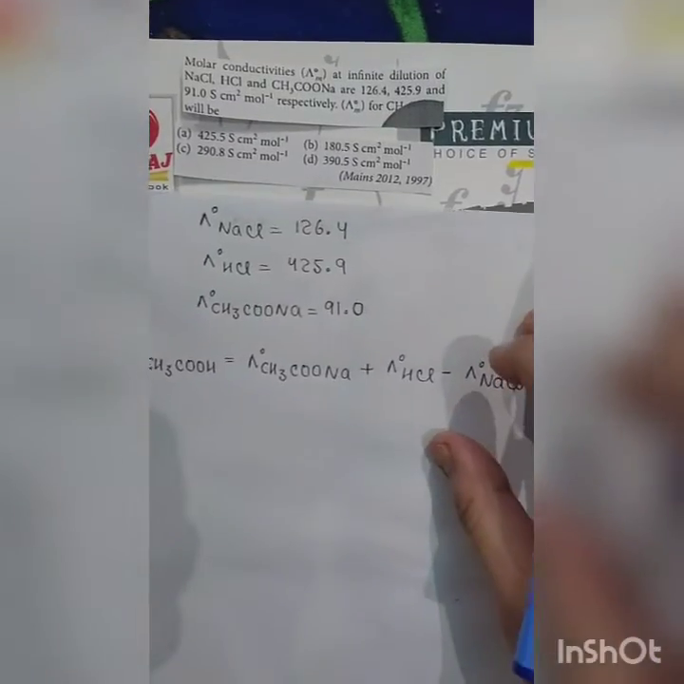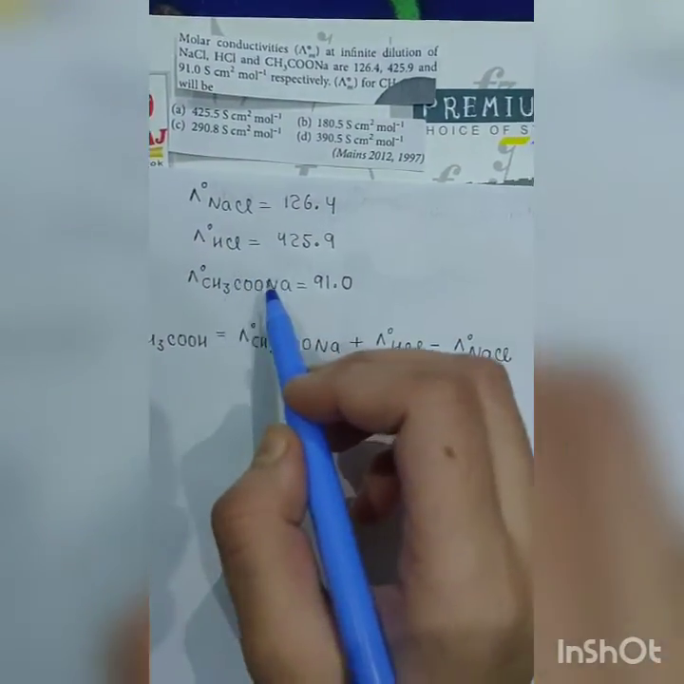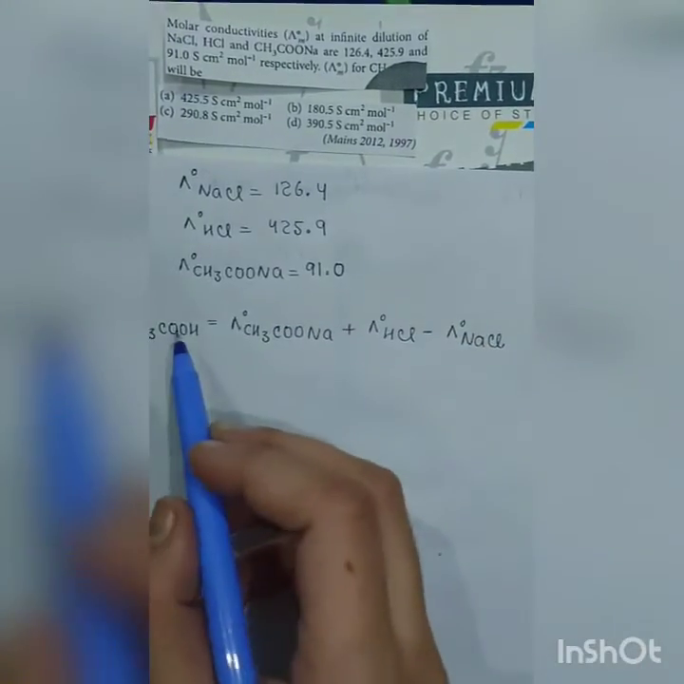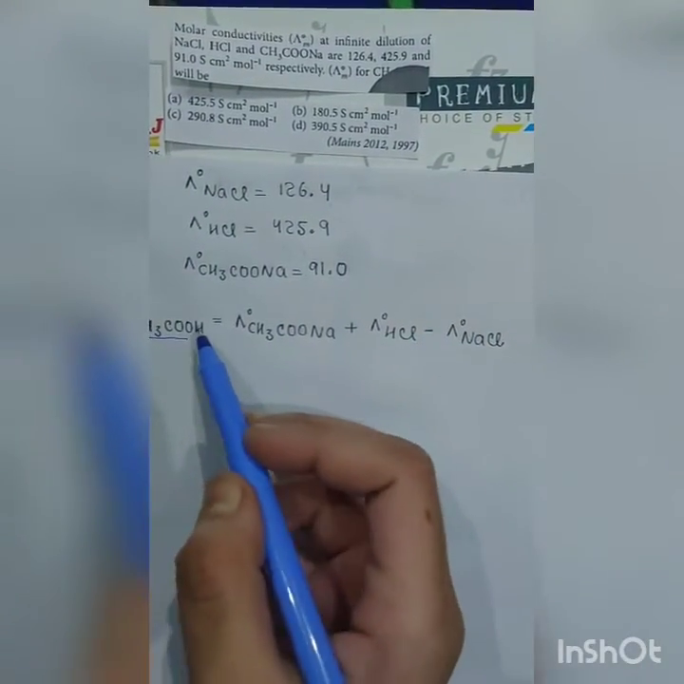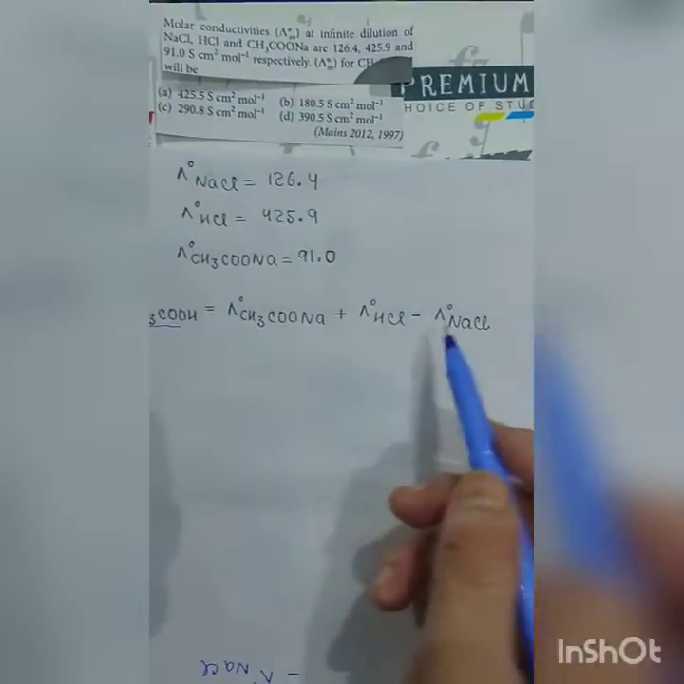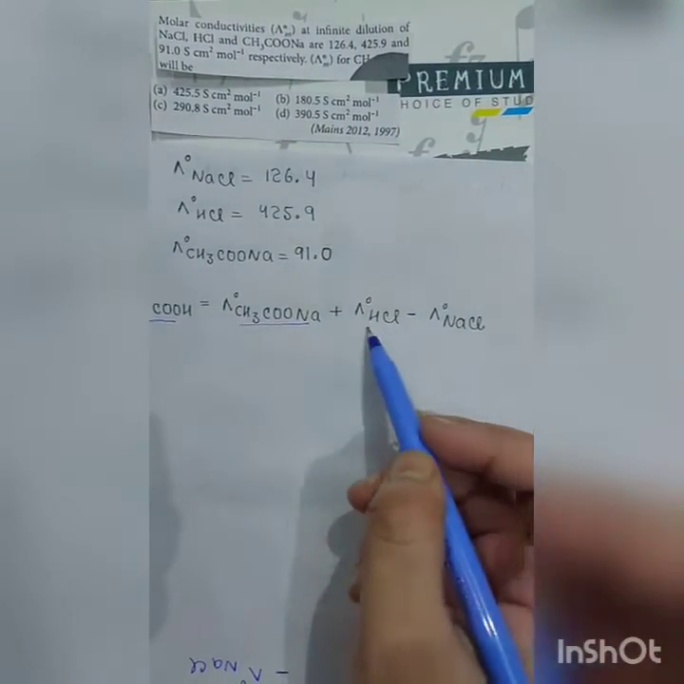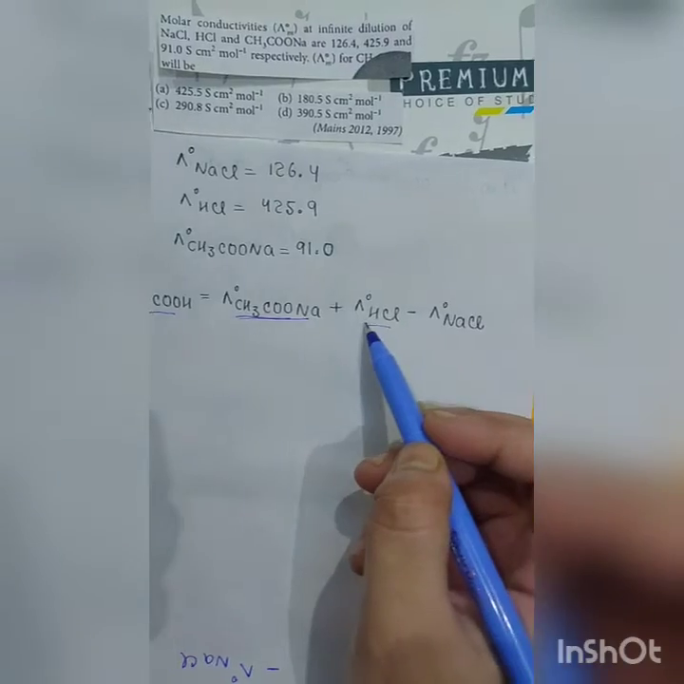Molar conductivity at infinite dilution of NaCl, HCl and sodium acetate are given. We have to find it for acetic acid. Acetic acid is a weak electrolyte. We have to write this in terms of strong electrolytes. So we write sodium acetate and HCl, from here we get the acetate ion, and we get the H+ ion.